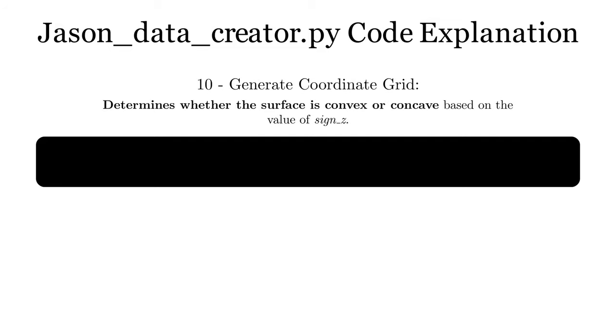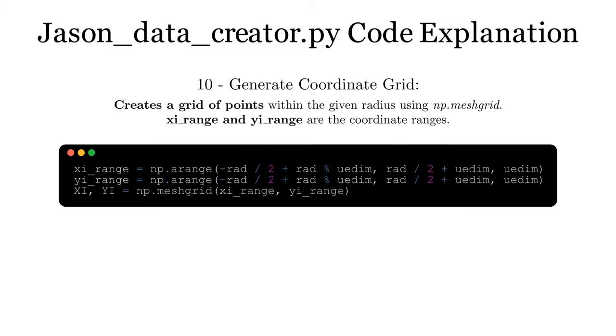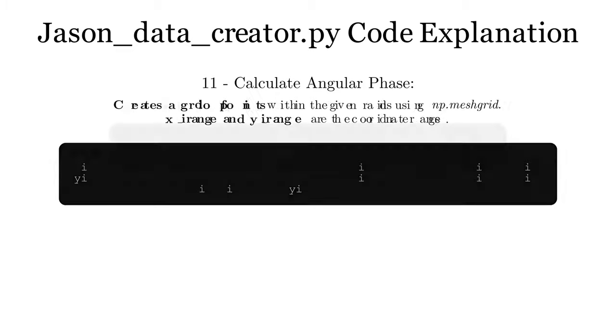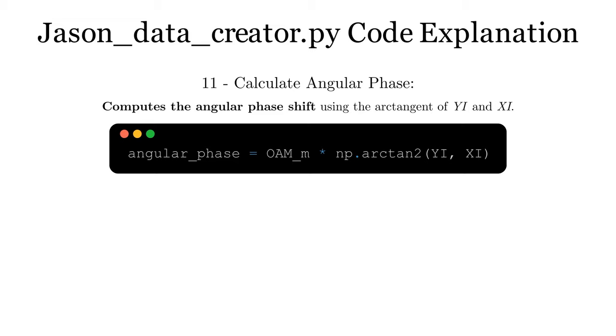Step 10. Generate coordinate grid. It creates a grid of points within the given radius using np.meshgrid. xi_range and yi_range are the coordinate ranges. Step 11. Calculate angular phase. It computes the angular phase shift using the arctangent of yi and xi.